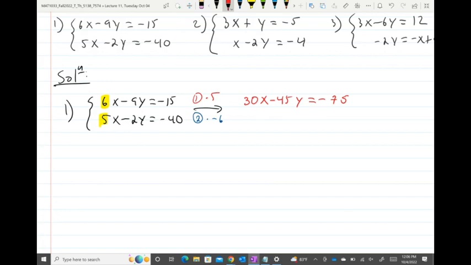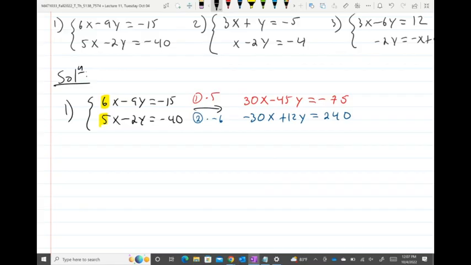Now, what's my new second equation? Just multiply every single term by negative 6. That's all you have to do. Negative 30x plus 12y equals, no, 240. To be careful, positive 240. Okay, any questions on this? All I did was I multiplied every single term by negative 6. Okay?